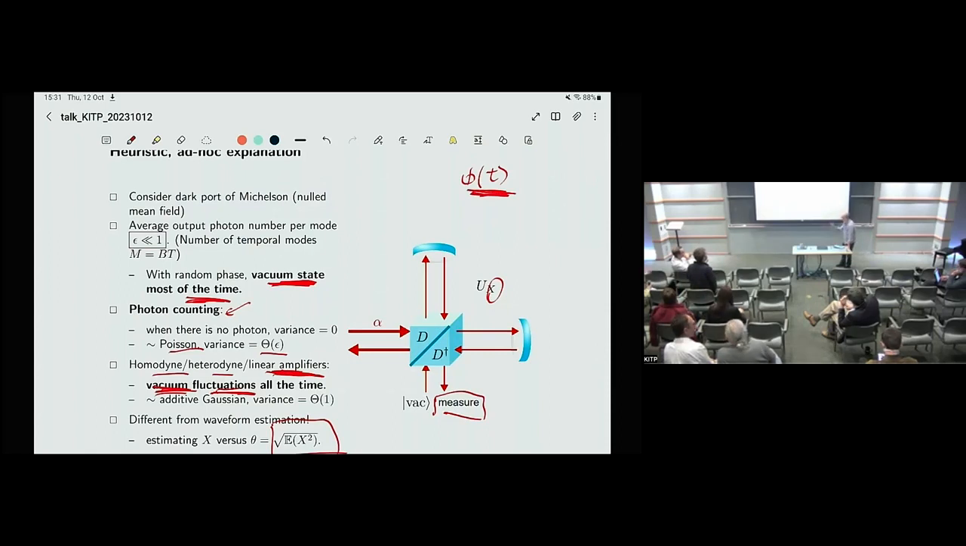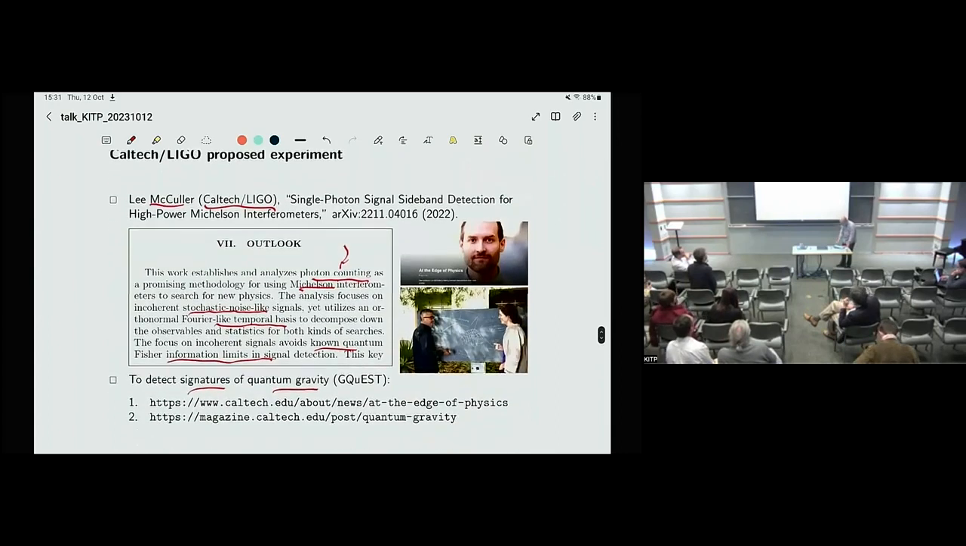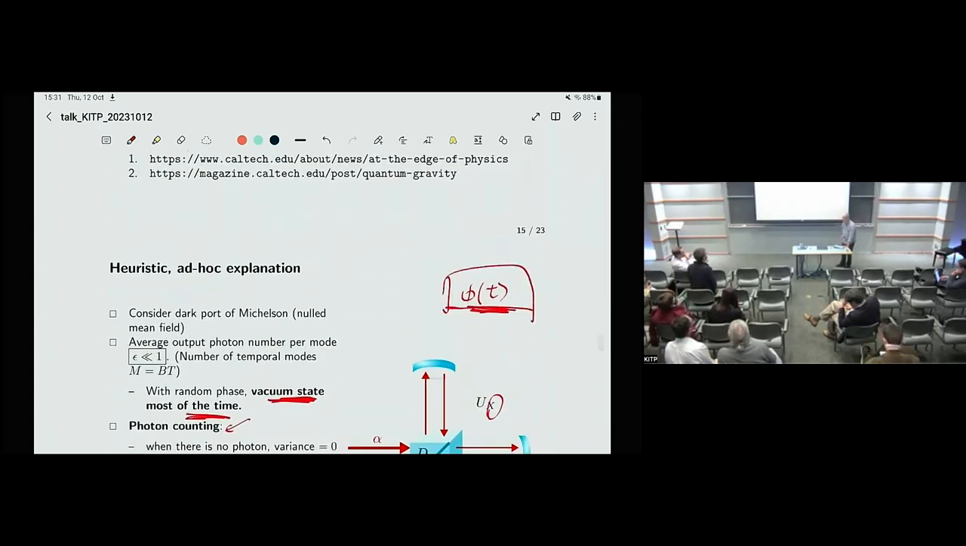No. The phase modulation is applied by nature. This is an unknown signal. Okay, so stochastic gravitational wave background. So that's something that you want to measure? We want to learn about its power spectral density. Okay.